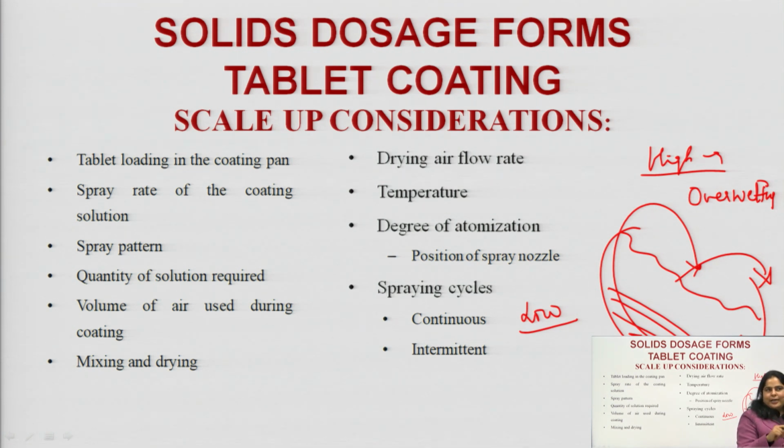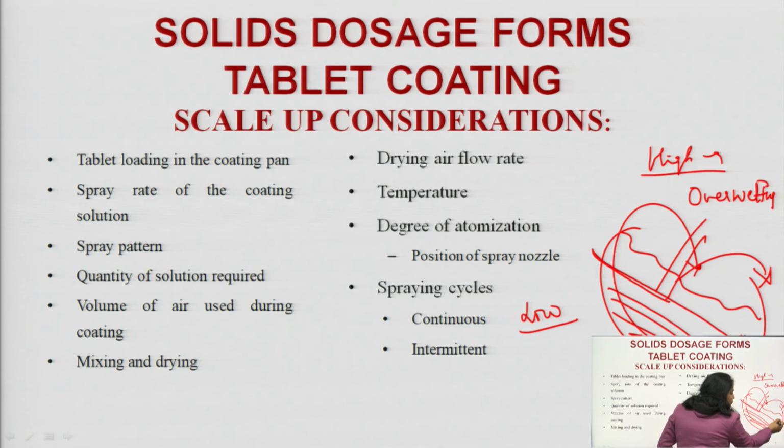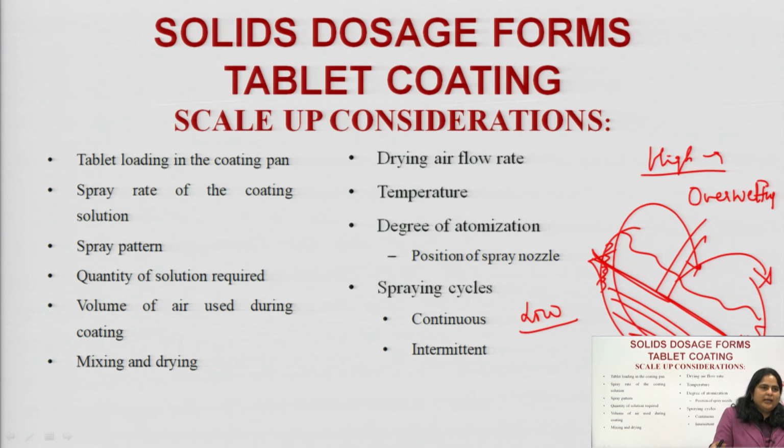Then third thing we should consider is spray pattern. Spray pattern is how the spray nozzles move. If the spray nozzle covers a very large area, there may be chances that this spray nozzle sprays the coating solution on the walls of the pan, ultimately leading to wastage of the coating solution and thus increasing the overall cost. So, the spray pattern should be optimized, it should be designed in such a manner that this coating solution is restricted only to the tablet bed area.